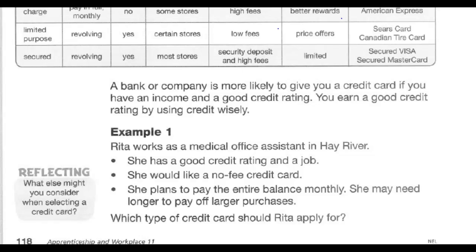Okay. So Rita works as a medical office assistant in Hay River. She has a good credit rating and a job. She would like a no-fee credit card. She plans to pay the entire balance monthly. She may need longer to pay off larger purchases. So she might not pay it all off monthly, is what I read there. What type of credit card should she apply for?